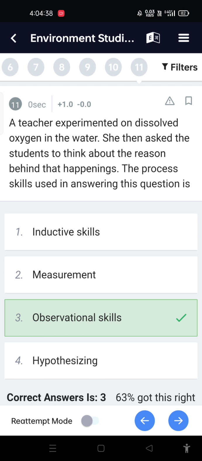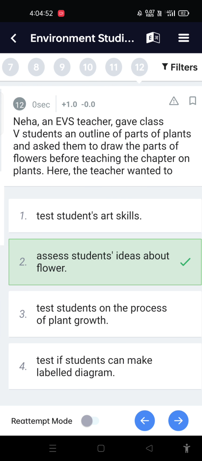A teacher experimented on dissolved oxygen in the water. She then asked the students to think about the reason behind that happening. The process skill used in answering this question is observational skills.